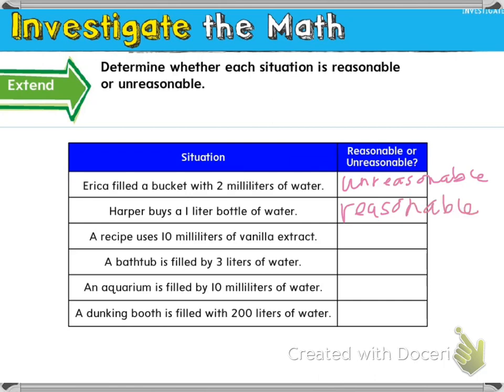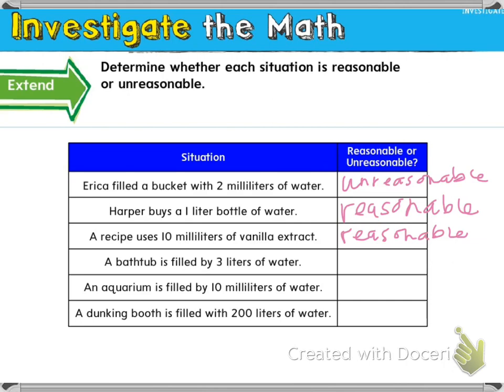Okay, how about this one? A recipe uses 10 milliliters of vanilla extract. Okay, if you've ever baked cookies with vanilla or baked anything with vanilla in it, you know that you don't put a lot of vanilla in because that would be just way too strong. 10 milliliters is a reasonable amount of vanilla to go in a recipe, so that is reasonable.